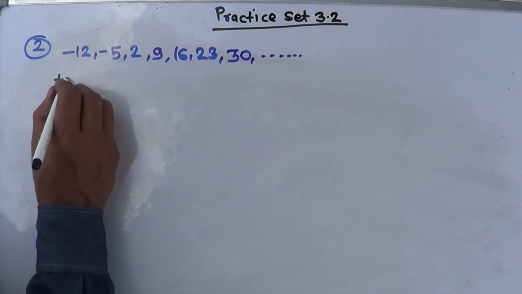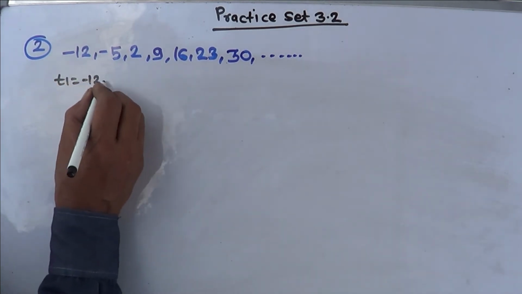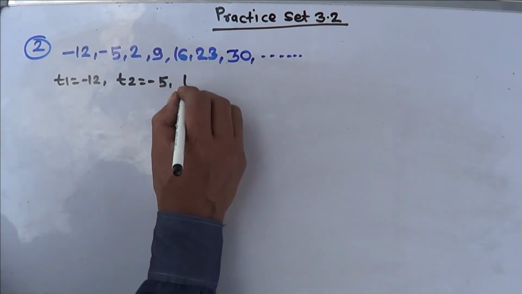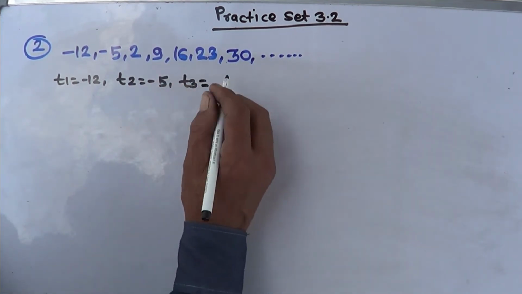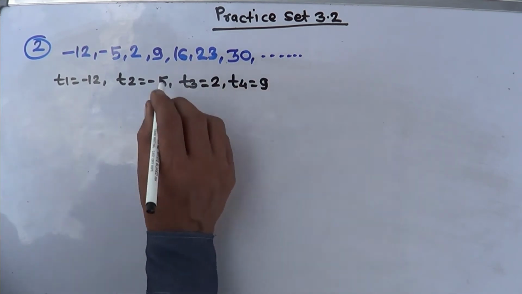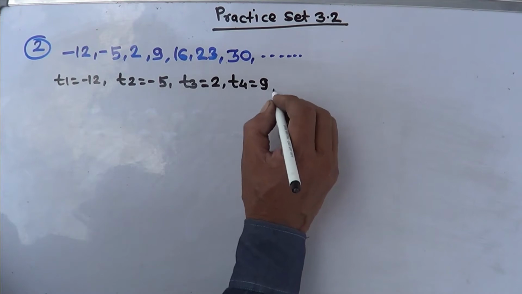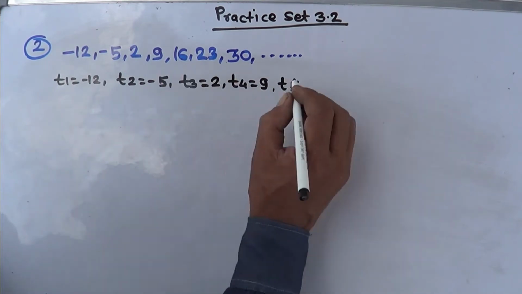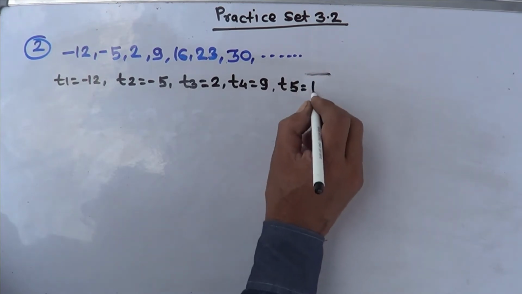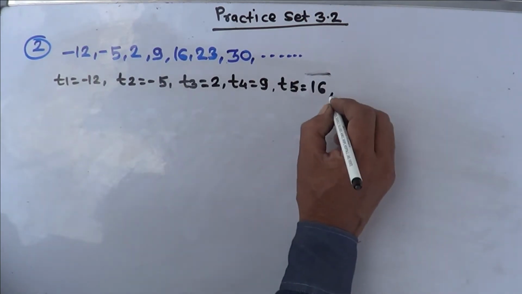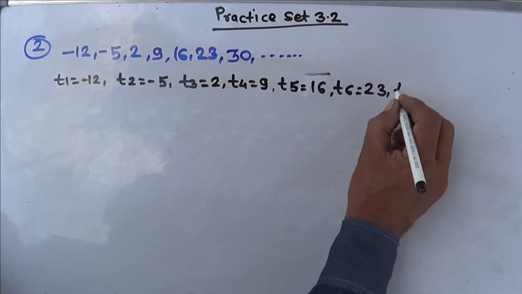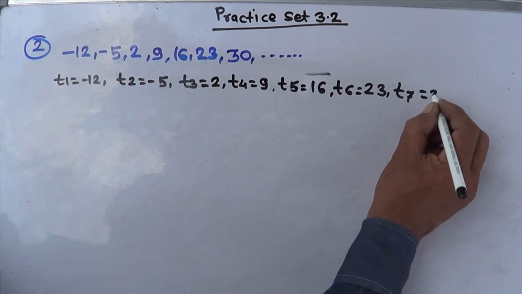So here T1 will be equal to -12, the value of T2 which is equal to -5, T3 equal to 2, T4 is 9, T5 is 16, then T6 which is equal to 23, T7 which is equal to 30.